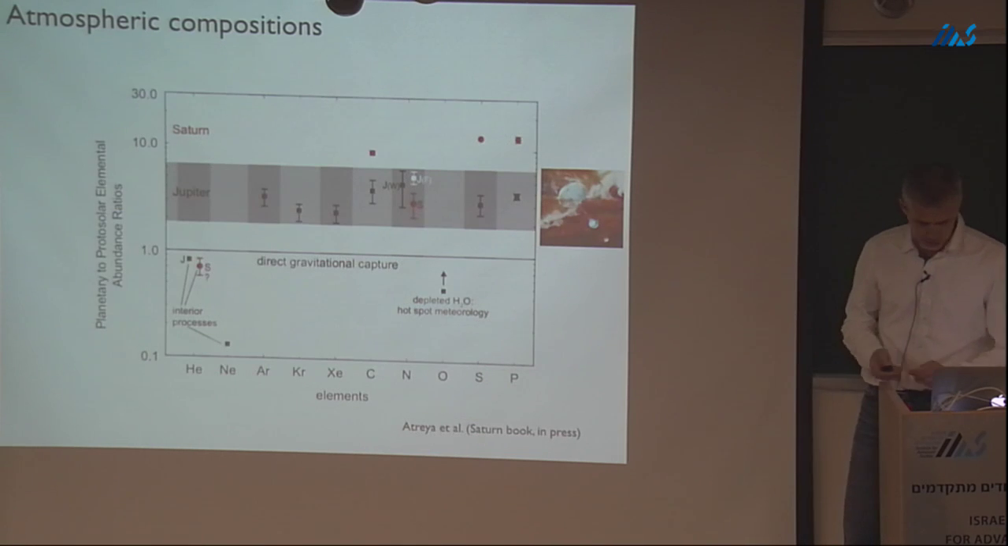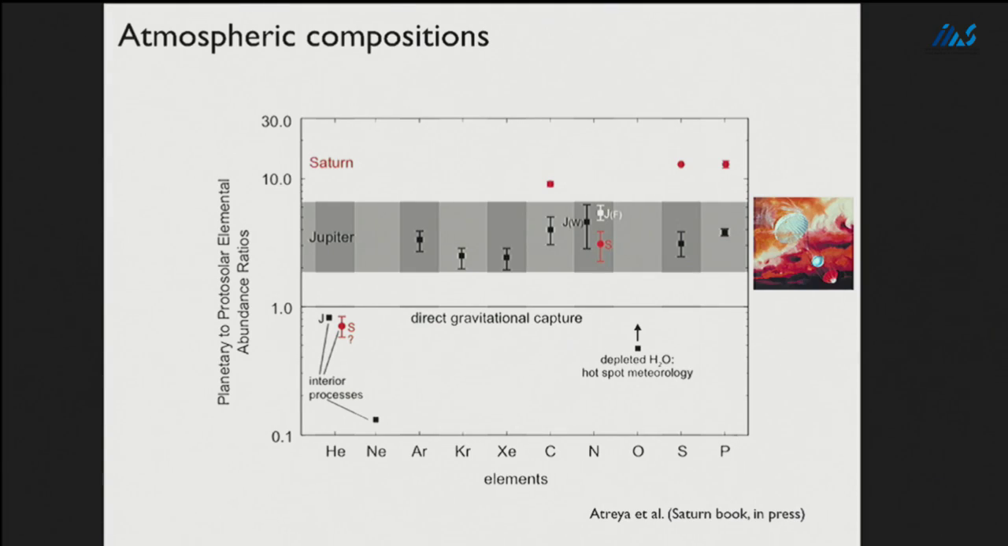And actually, there's a graphic that shows the measurements for Jupiter and Saturn, for the important species. So you see here, one would be the protosolar value everywhere. So helium is depleted both in Jupiter and Saturn. Neon is also very much depleted.